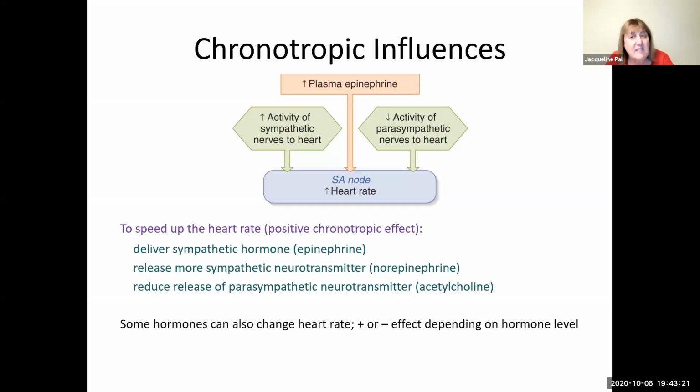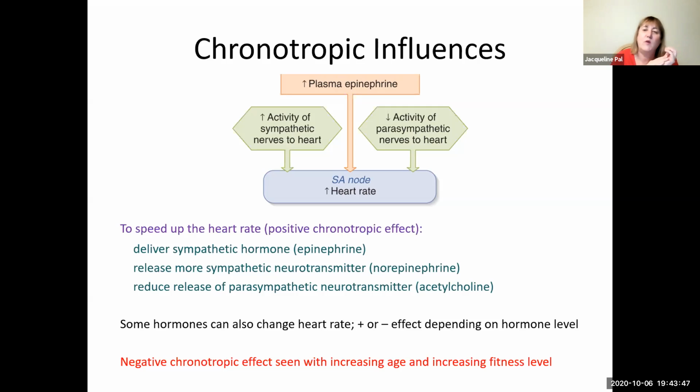And so nothing major new on this slide, we're just putting pieces of the puzzle all together. Now, in addition to that, there are some hormones that can change the heart rate, either positive or negative, depending on if the hormone levels go higher than normal or lower than normal. But unless somebody has one of the disease processes that cause this, when we're talking normal physiological responses, these are not ones that should be at the top of your list.